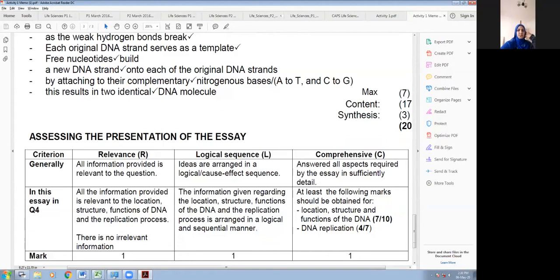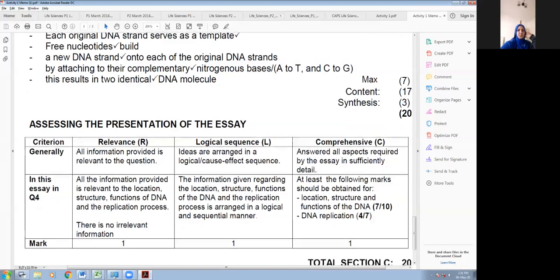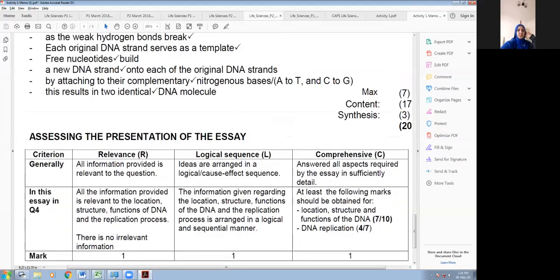So for the location, structure, and function of DNA, you needed at least 7 out of the 10 marks there, which was the maximum. And for DNA replication, you needed at least 4 out of 7 there to get that mark. Right, so that covers that topic.